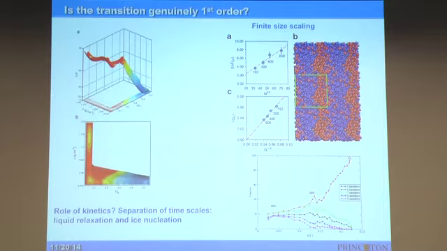the fact that we can sample this low density liquid has to do with the kinetics. The kinetics of ice nucleation is significantly slower than the relaxation processes in the liquid, and so kinetics has an important role.